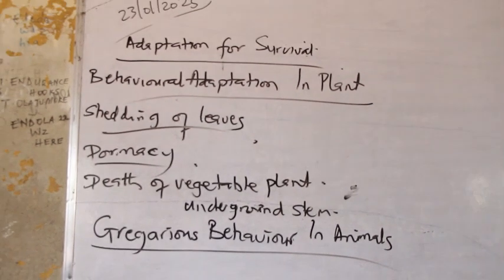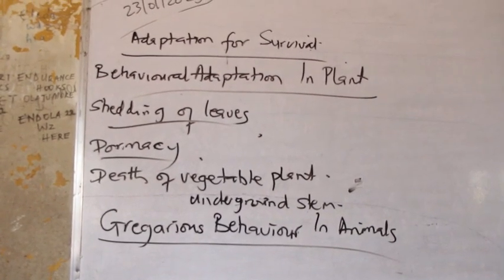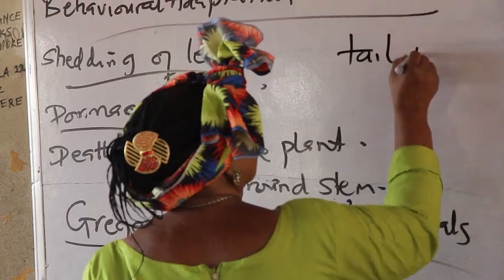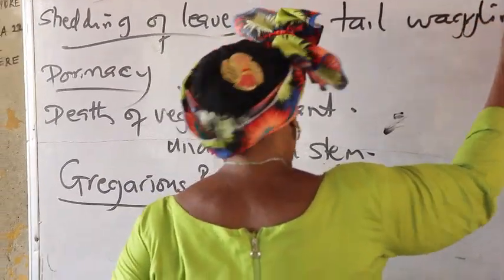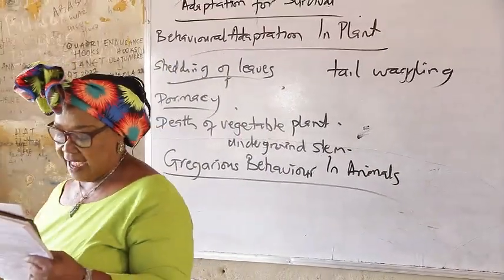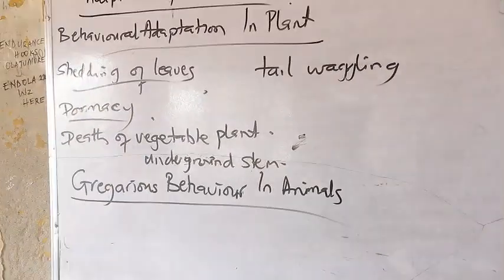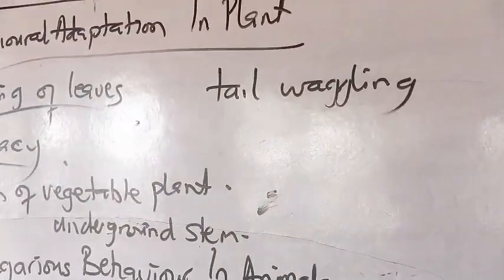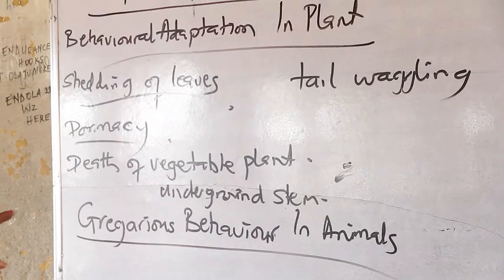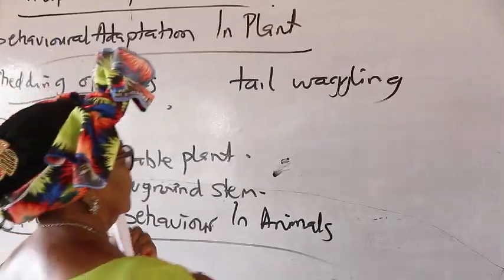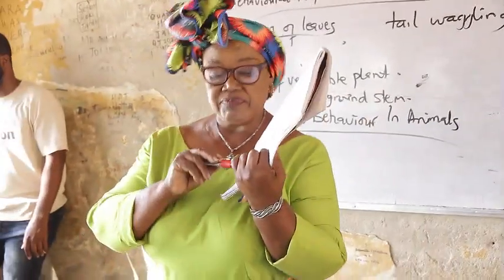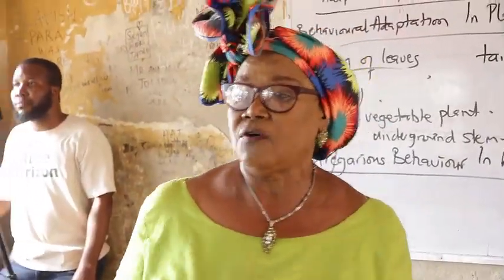Communication by dance. You said this is common among worker bees. Worker bees. Have you written it? Which is called the tail waggling dance, to show its members the direction of food source.